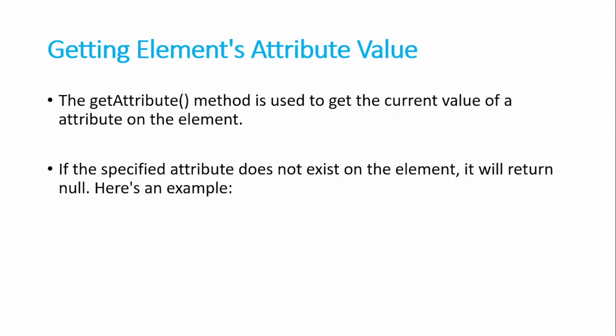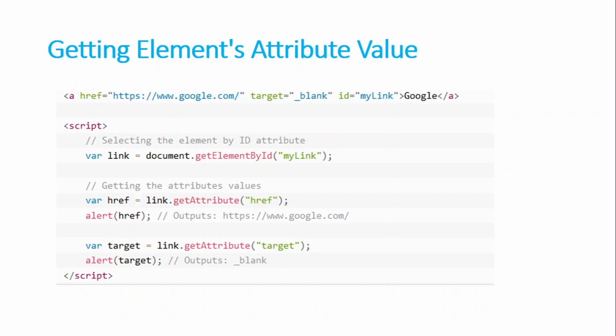We have this getAttribute method, which is used to get the current value of an attribute on the element. So basically we can get the element's attribute value that we have specified. For example, in this case, we have this href attribute in this a tag. We also have this target attribute, which is set to _blank. And we also have this ID, myLink. With the help of this ID, we are getting this element and storing that into this link variable.